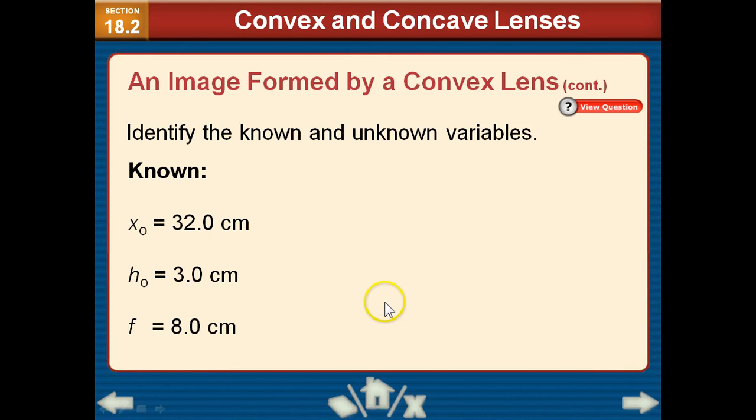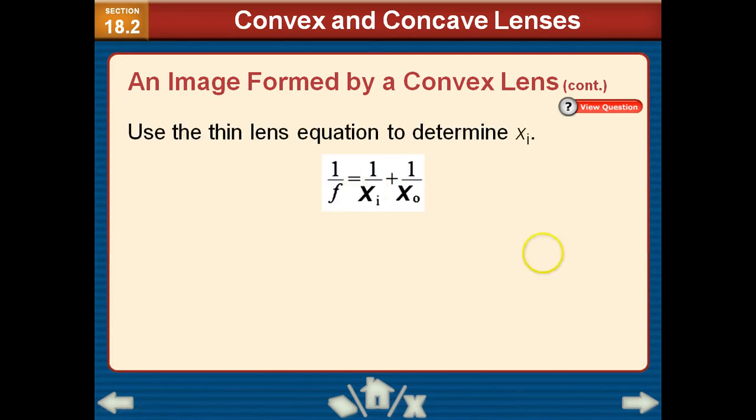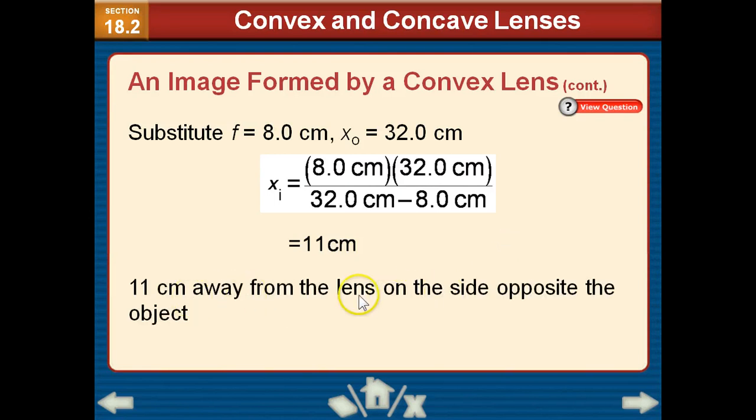So here are all our numbers, and here's what we're going to try to figure out: where the image is and how high the image is. We're going to use our thin lens equation. They've already manipulated it, and then plugged in the numbers. I would suggest that you plug in the numbers first, and then solve for x_i. Either way, you're going to come out with 11 centimeters. So 11 centimeters from the lens, it's a positive number, so it's on the opposite side of the lens.